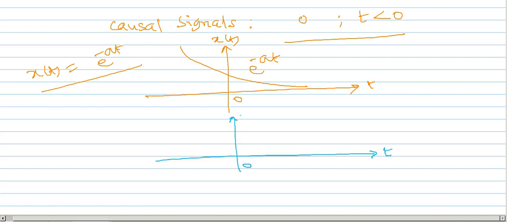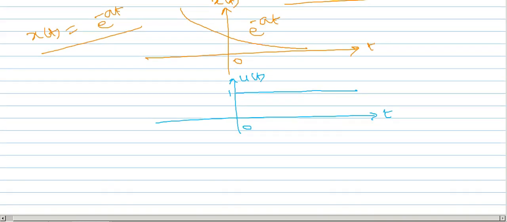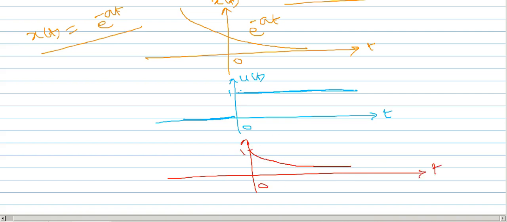So this is u of t, which is 1 for t greater than 0 and 0 before t equal to 0. If we multiply these two signals, x of t into u of t, this part of the signal will multiply with the 0 part of the unit step and become 0, and this part will be multiplied with 1, and we will get only this signal. So this signal is x of t into u of t, which is e to the power minus at into u of t. So this is the causal part of this signal.